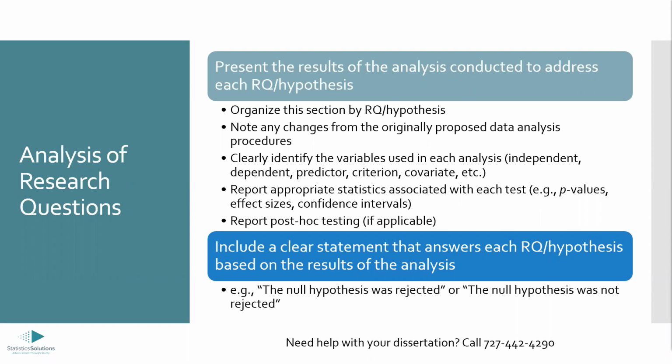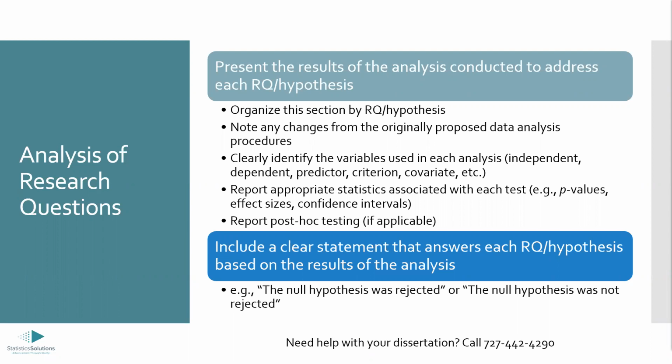Now, for each analysis, you're going to want to clearly identify the variables that you're using. If you're doing something like a t-test or an ANOVA, you might identify what your independent and dependent variables are. If you're doing something like a regression, you'll want to identify your predictor variables, your criterion variable, and any covariate or control variables that you're using.